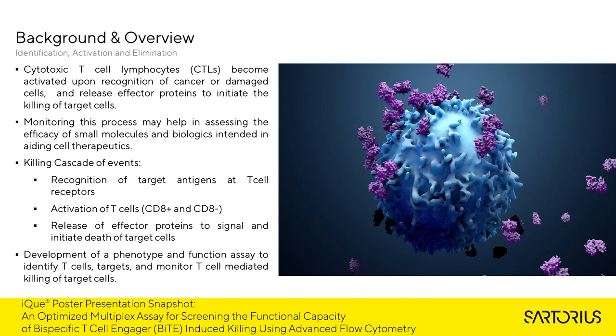The ability to monitor this process may be beneficial in assessing the efficacy of small molecule biologics, which are intended for cell therapeutics. Here we've developed an advanced flow cytometry phenotype and function assay kit to be used in conjunction with our IQ3 platform, which identifies T cells, distinguishes them from target cells, assesses cell viability to monitor cell death or killing, determines expression of T cell surface markers for activation and exhaustion, and monitors the secretion of pro-inflammatory cytokine interferon gamma along with the pro-apoptotic protease granzyme B.